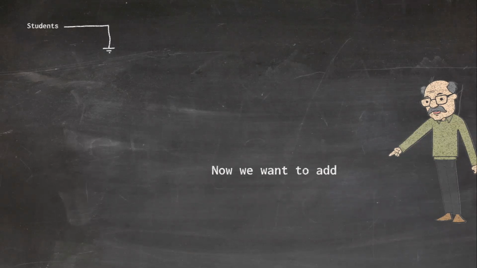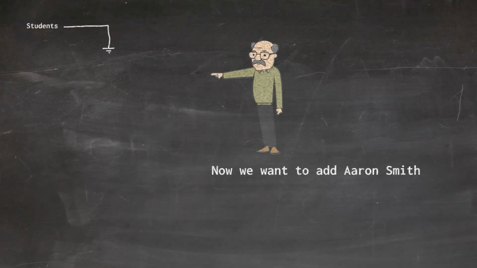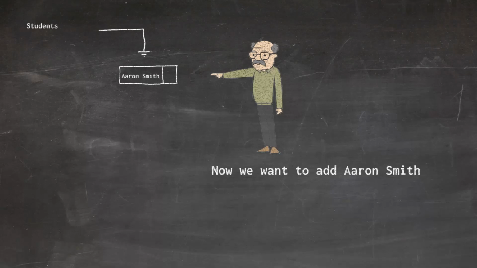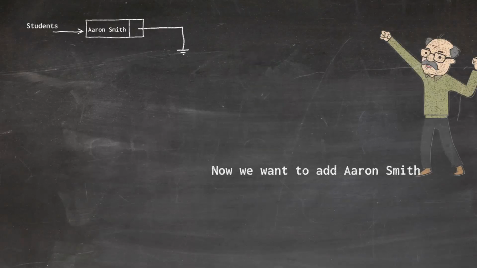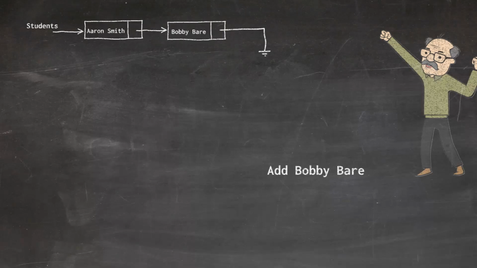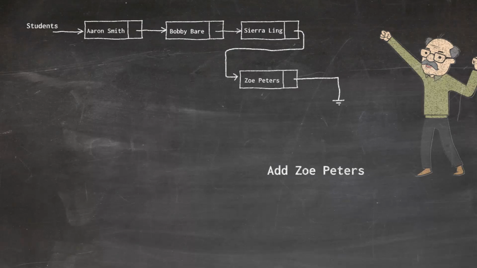The first thing we want to do is insert Aaron Smith. What we do is we allocate some memory, and then we set the value of that container to be Aaron Smith. Then we set the next pointer of that node or element of the linked list to be null, and then we set the pointer of students to be pointing at Aaron Smith. Now we're going to do the same thing for Bobby Bear, Sierra Ling, and Zoe Peters.